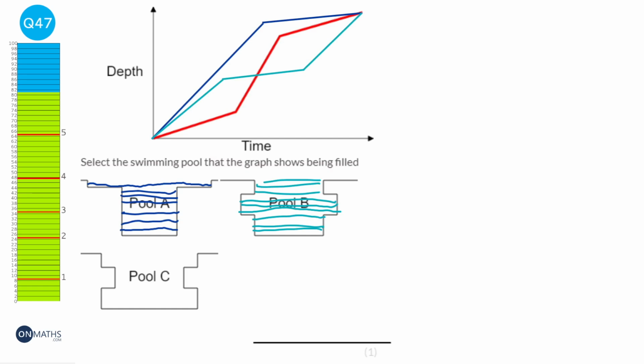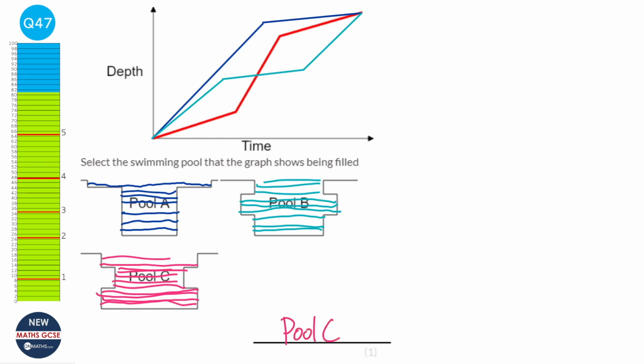Pool C, however, we can see it goes slowly at the start, and then because it's thin, it will go quicker, so nice and quickly, and then it will go slowly again. Well, that is a perfect description of the graph that we're given. So the graph we're given is definitely going to be for pool C.